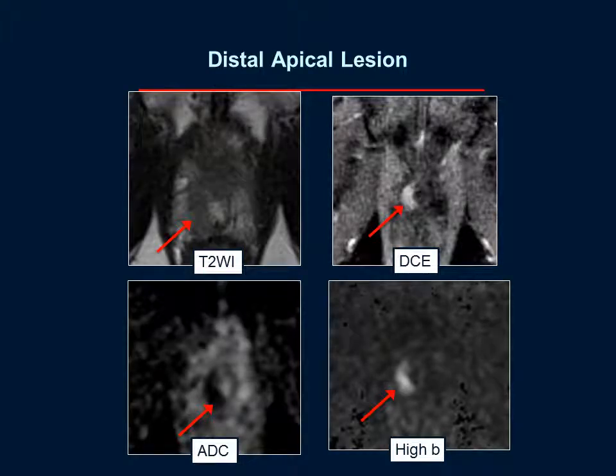The distal apex, again, can be difficult to evaluate. The prostate doesn't really have a distinct capsule by the apex, but its glands gradually taper or peter out, and this can create some challenges on T2. Here we see this focal early enhancement on DCE, showing expected signal abnormalities on ADC and high B, and this as well was a high-grade tumor on targeted biopsy.